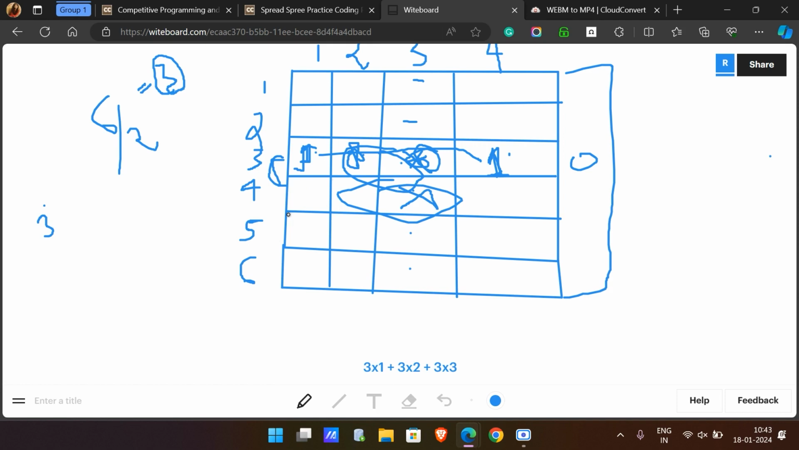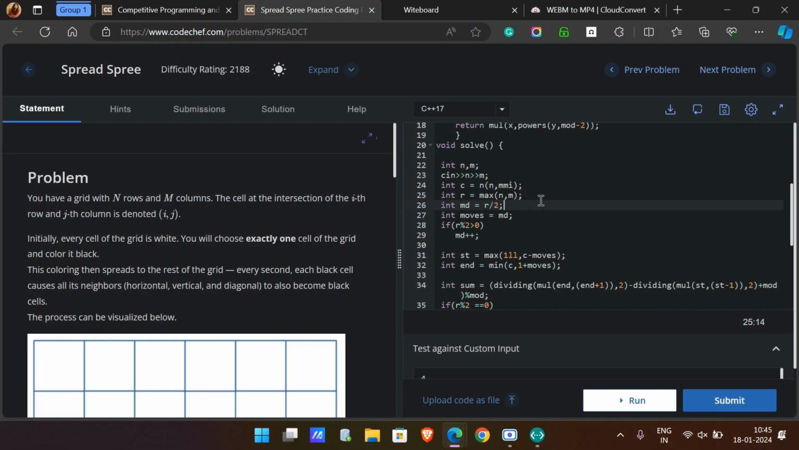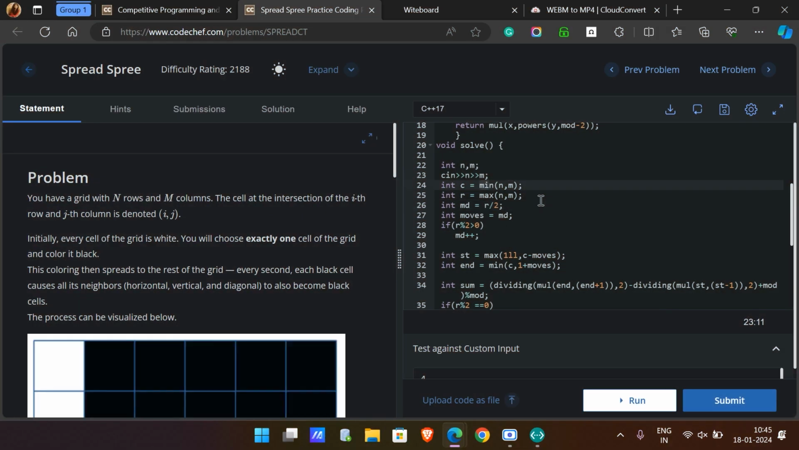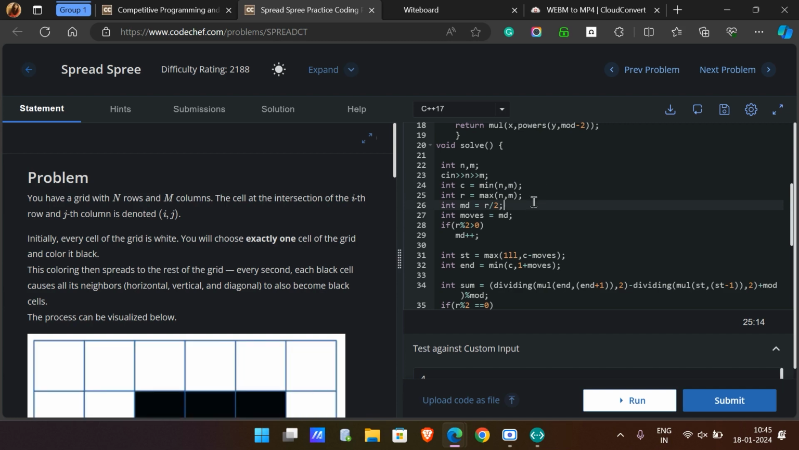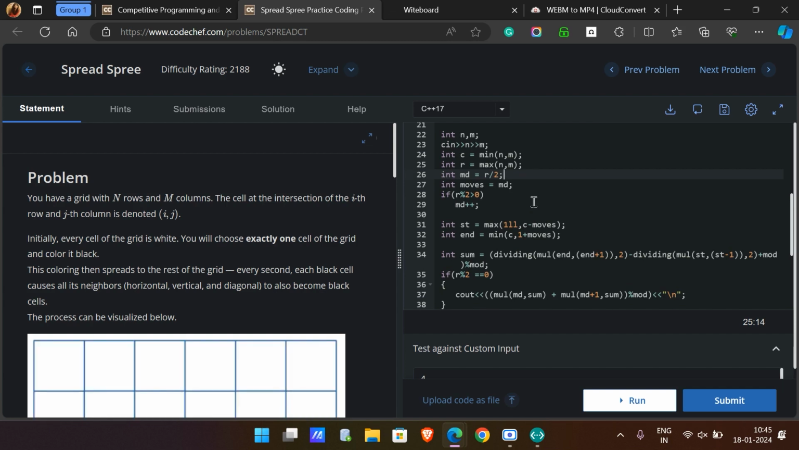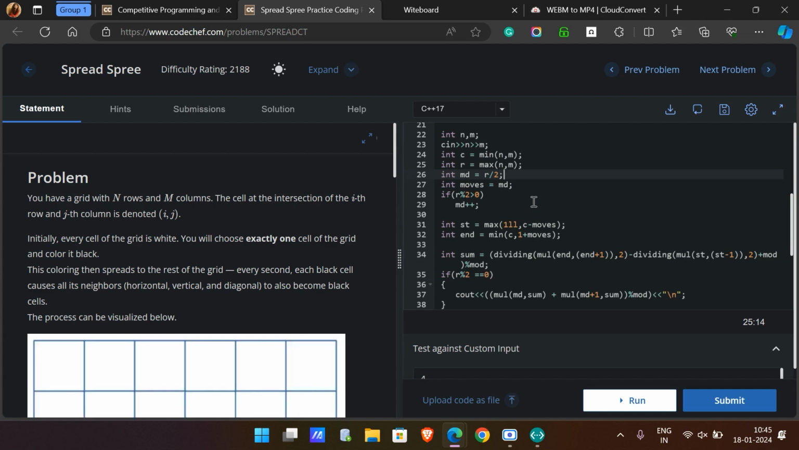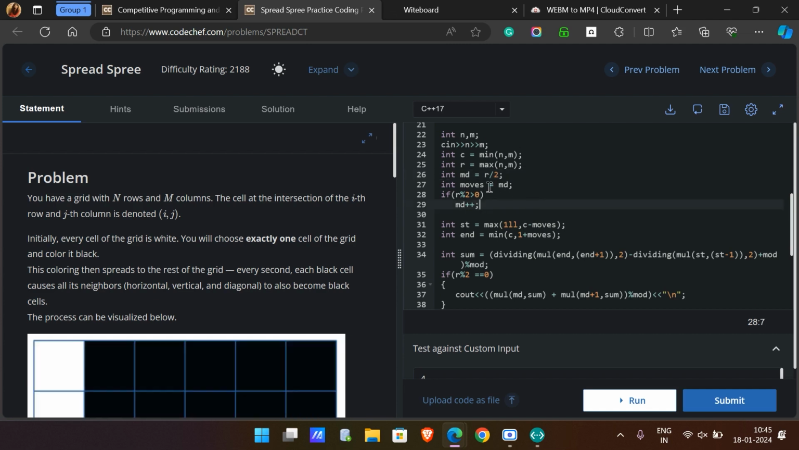So let's look at the code. It will be more clear. The number of columns is the minimum of n and m, and the number of rows is the maximum of n and m. Now the number of moves needed to find, as r is maximum, then r by 2 is the moves needed to make all the cells black. So the moves is r by 2.